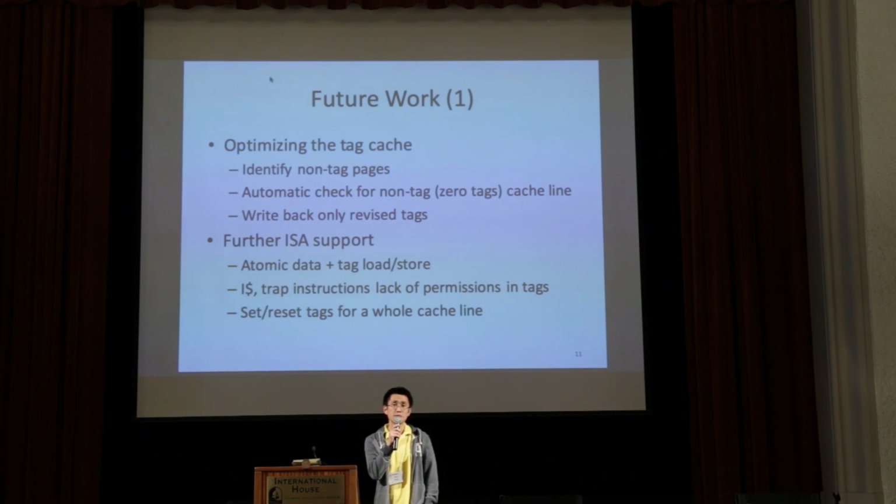And to support a general purpose tag cache, we need to add more support at the instruction level. We found sometimes we need to load the data and the tags automatically. To support breakpoint debugging and protection against control flow hijacking, we need to add tag bits in the I cache and add some checks on instructions, whether they have sufficient permissions or there's a breakpoint. Also, it's convenient to have instructions to set or clear the tag bits for a whole cache line.